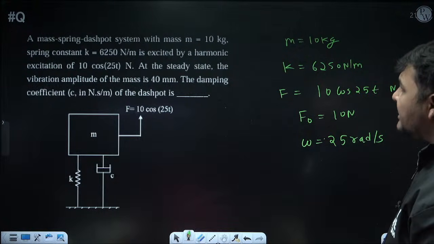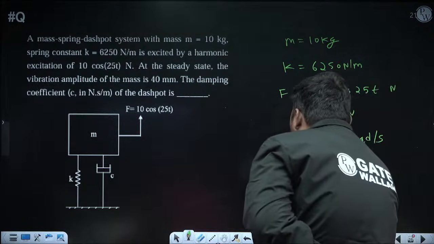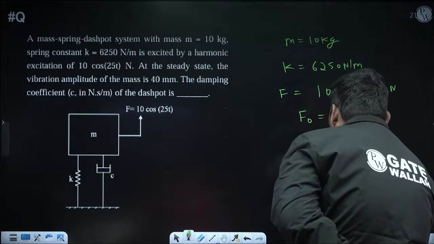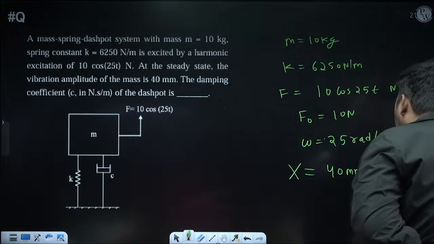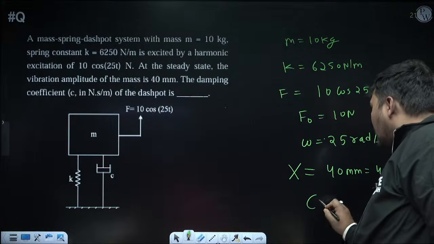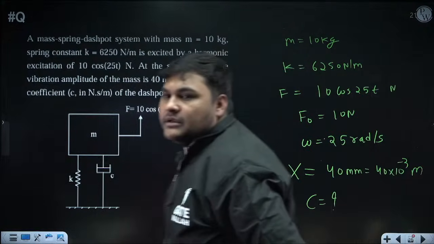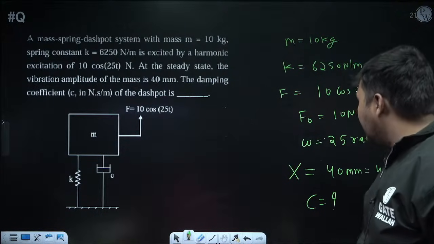Now at steady state the vibration amplitude is 40 mm. So can I say here the steady state amplitude, capital X, is given as 40 mm or 40 into 10 to the power minus 3 meter. Then the examiner is asking the damping coefficient of the damper, C. For this, first we'll calculate zeta. After calculating zeta, we can calculate C also.